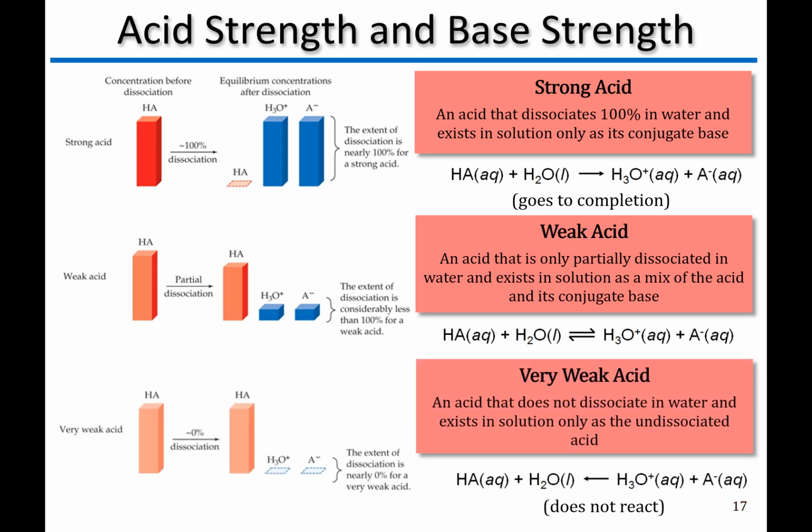And a very weak acid is an acid that does not dissociate in water and exists in solution only as the undissociated acid. So even though it's capable of being deprotonated, just putting it into water does not dissociate. So HA plus H2O, and here we have only a reverse reaction arrow with H3O+ and A minus. So it does not form H3O+ or A minus at all.